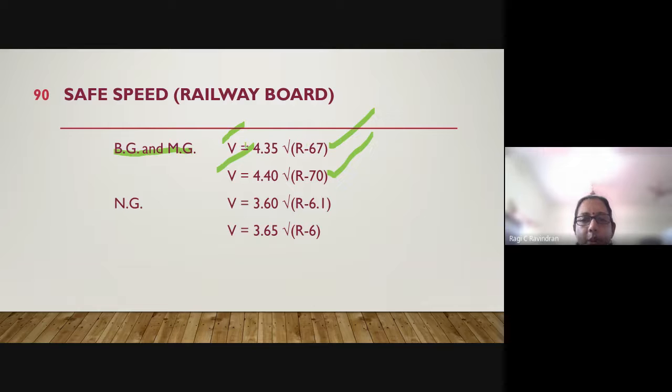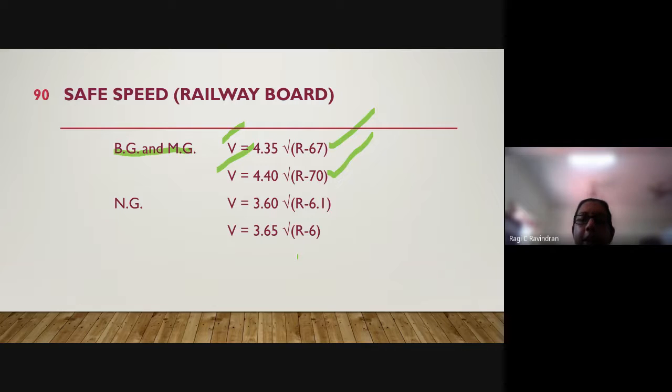Okay. So if you are sticking to the first equation, solve the problem with the first equation itself. Whether it is broad gauge or meter gauge, you can go for any of these equations. And if it is a narrow gauge, then you have to go with either of these two equations. That is V is equal to 3.60 square root of R minus 6.1, or else V is equal to 3.65 square root of R minus 6. So these are the standard equations to find out the safe speed.